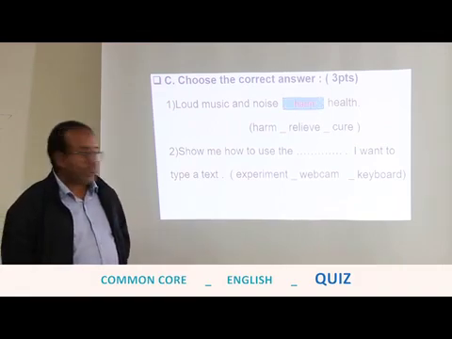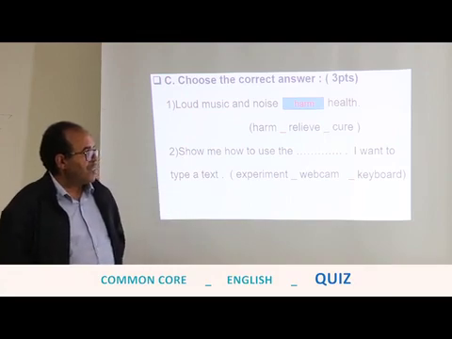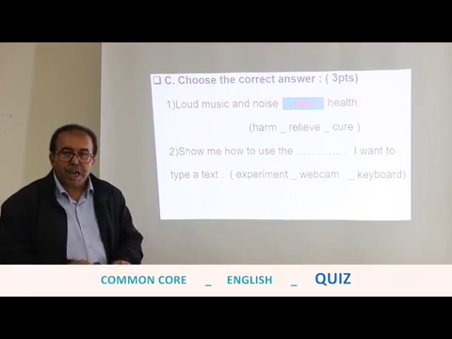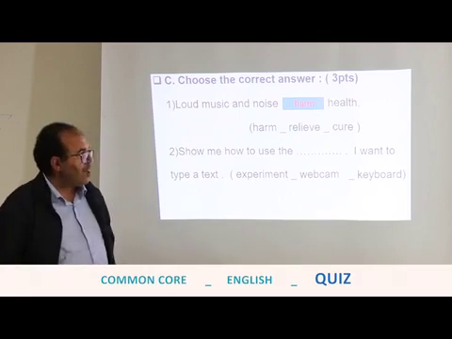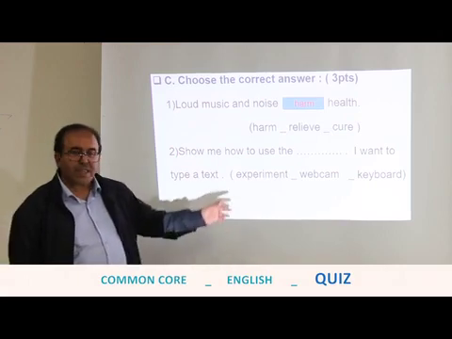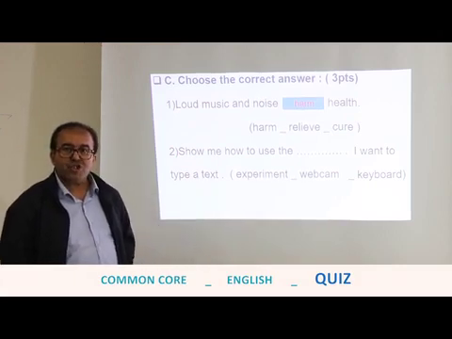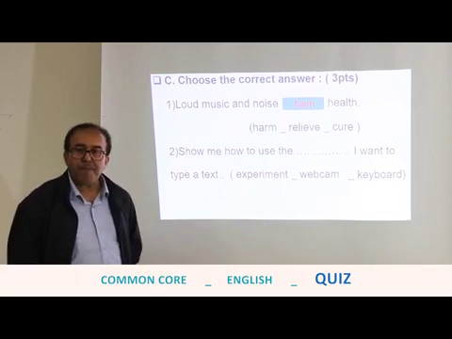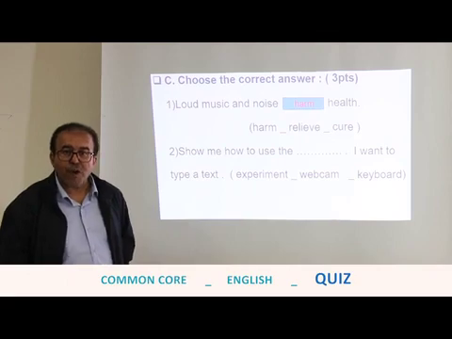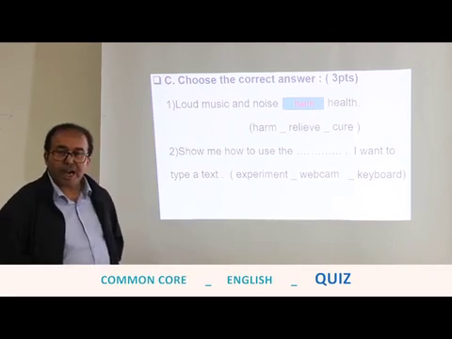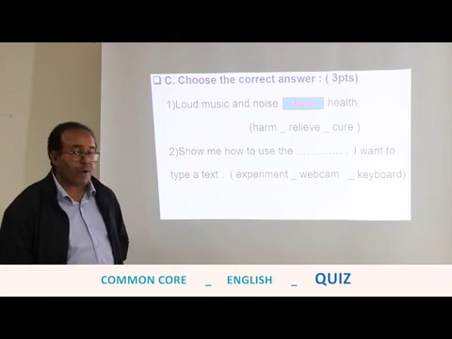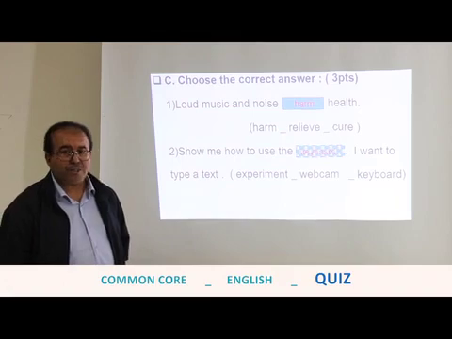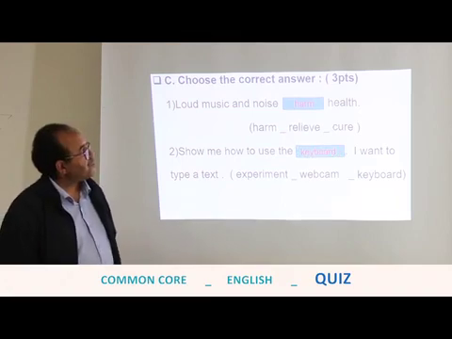So, show me how to use, I want to type a text. Now, when you use the computer, you type your text on what? So you have experiments. Scientists do experiments in laboratories. If you want to take photos, you use webcam, and you use keyboard for what? If you want to type, you use what? You use experiment or webcam. You want to type letters, so you use the keyboard.